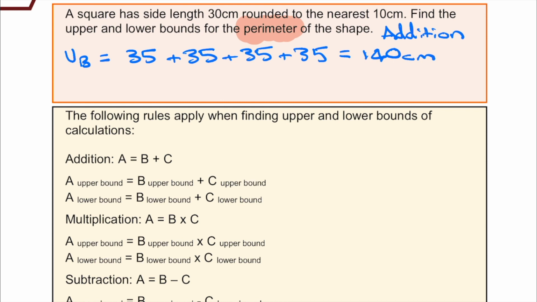And then a very similar idea here with the lower bound for our perimeter. We are, of course, adding numbers still to find our perimeter, but this time we don't want the answer to be as big as possible. We want it to be as small as possible. So just think logically, when you're adding numbers together, how do you get the smallest answer possible? Well, of course, you start with really small numbers. So in other words, we want to start with the lower bound of the lengths each time, and that's 25.